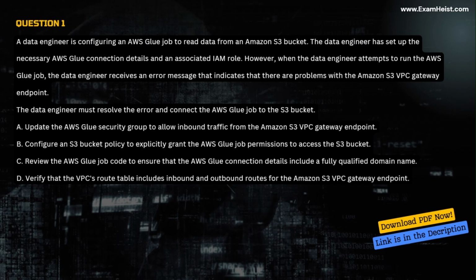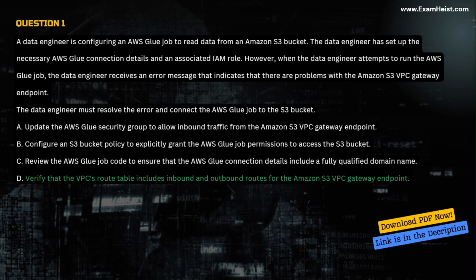A. Update the AWS Glue security group to allow inbound traffic from the Amazon S3 VPC gateway endpoint. B. Configure an S3 bucket policy to explicitly grant the AWS Glue job permissions to access the S3 bucket. C. Review the AWS Glue job code to ensure that the AWS Glue connection details include a fully qualified domain name. D. Verify that the VPC's route table includes inbound and outbound routes for the Amazon S3 VPC gateway endpoint.